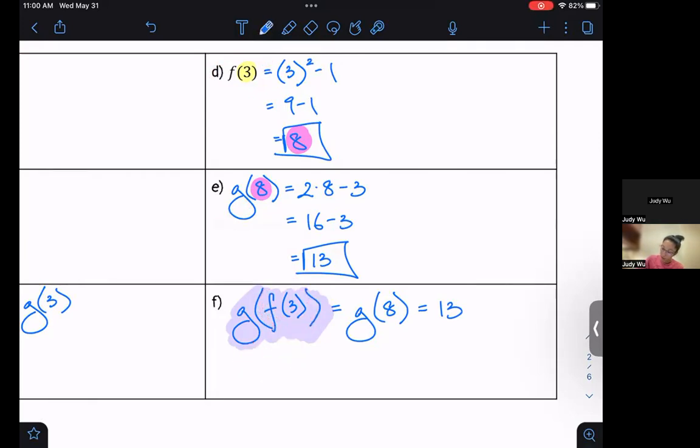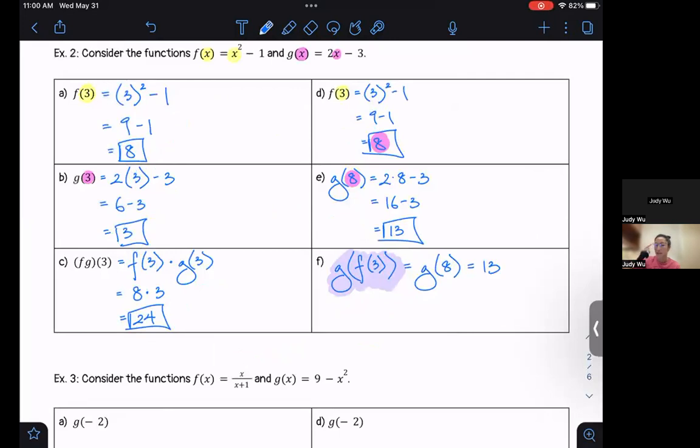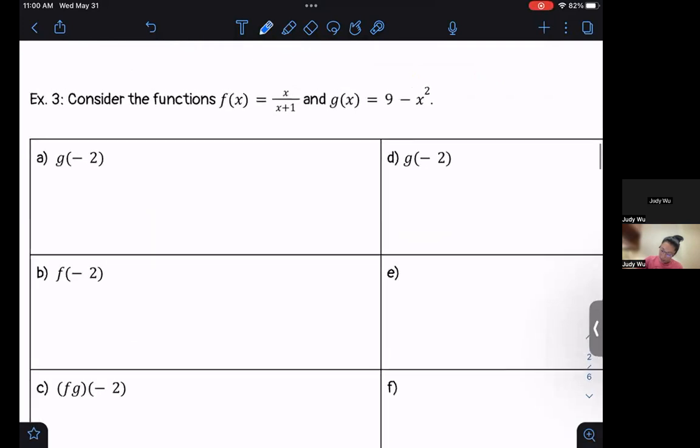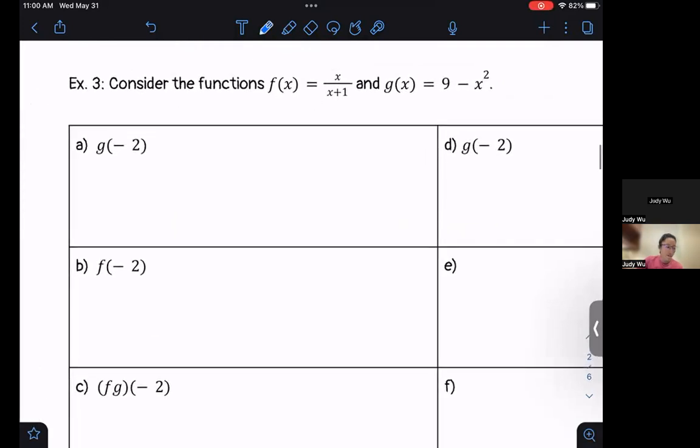All right, let's try one more example because I think that can be a little bit of a confusing concept. So let's say we have this. Consider the functions f of x equals x over x plus 1 and g of x equals 9 minus x squared.